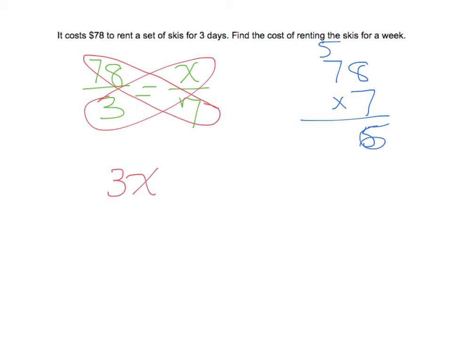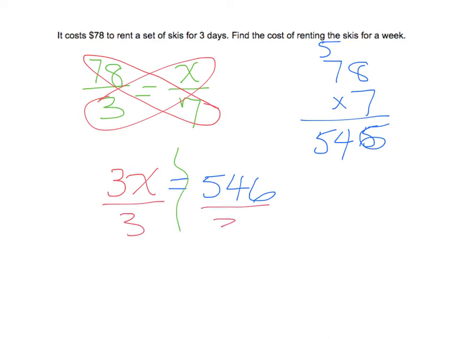56. So 49 plus 5 is 54. So 3x equals 546. Draw your wall. Divide both sides by 3. So this would become now 546 divided by 3.